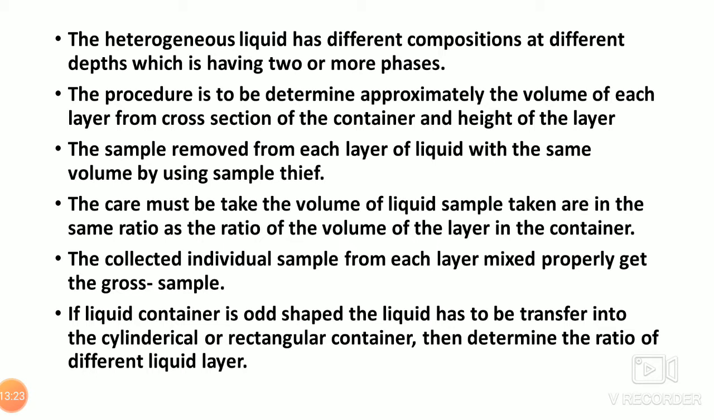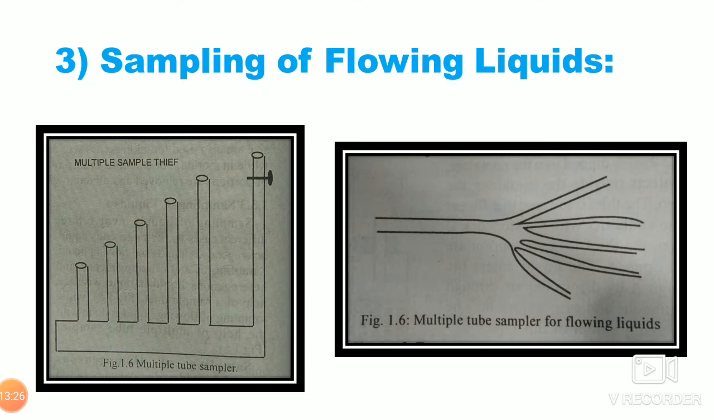Now the third part is the sampling of flowing liquids. Flowing liquids means what? The liquid going through the pipe. For that purpose a multiple tube sampler will be used. Actually, this is one figure, this is the second figure. Both figures show the multiple tube samplers.